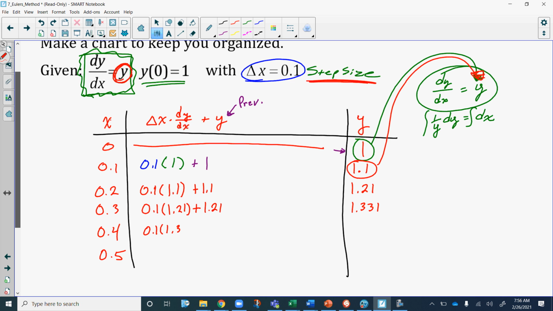1.331 plus the previous y value 1.331, and when we work that out on the calculator, we get 1.4641. And then finally we get to our last step, 0.5 of 1.4641 plus 1.4641, and again, I think this is starting to illustrate how tedious Euler's method can be, but in some instances, this is literally the best option that you have to try and solve certain differential equations.